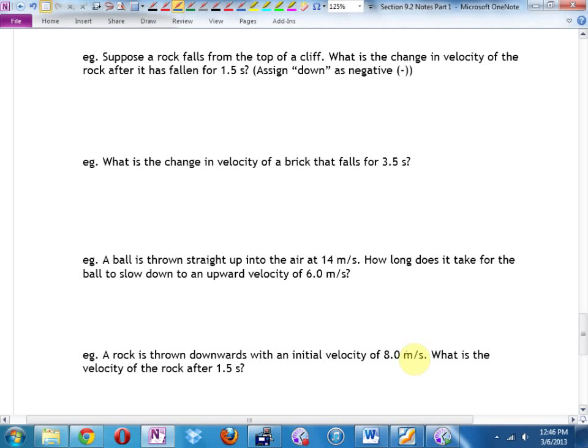Suppose a rock falls from the top of a cliff. What's the change in velocity of the rock after it has fallen for 1.5 seconds, and let down be negative? All right. What's this question asking me to find? Let's write that down. What else have they told me?